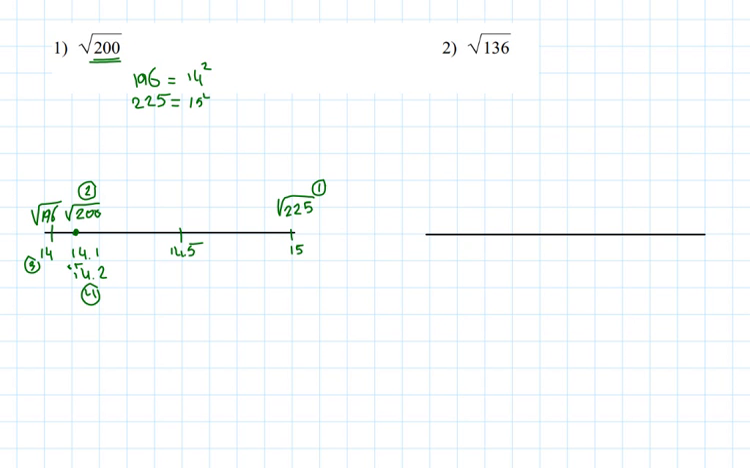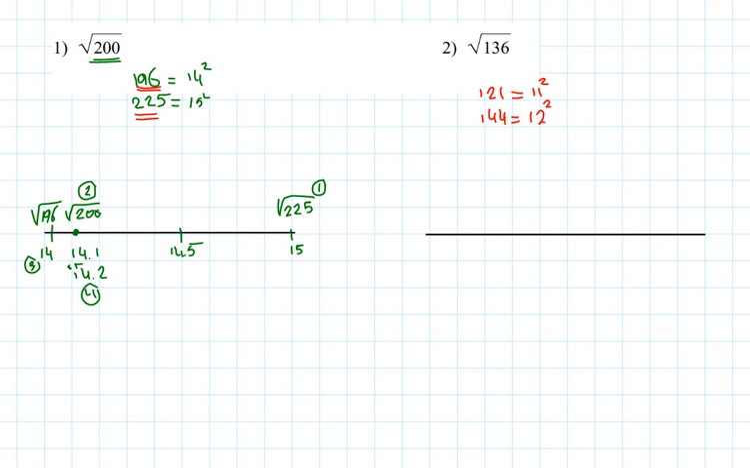So let's look at another example. Here, the square root of 136. So again, we're going to ask ourselves between which two perfect squares 136 is in between. Remember, perfect squares are these numbers here, like the 196 and 225. So for 136, it's going to be between 121, which is the square of 11, and 144, which is the square of 12.